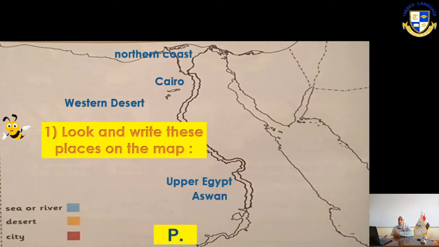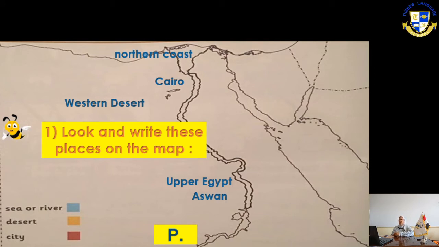Northern coast. Under it, you're going to write Cairo, the capital of Egypt. And under Cairo, on the western side, you're going to write Western Desert. And at the bottom of the map, you're going to write Upper Egypt, and then you're going to write Aswan.